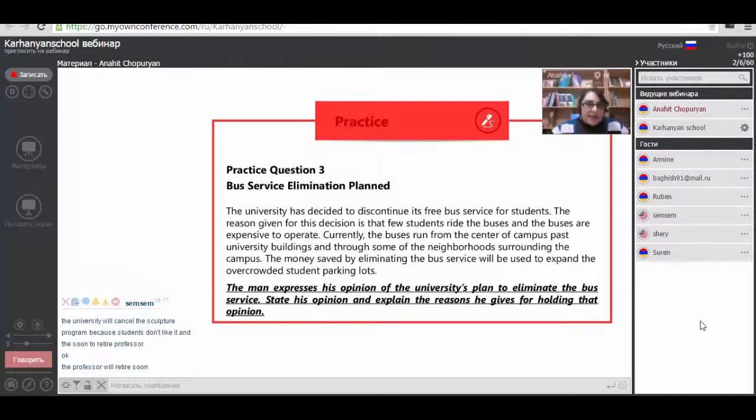So, bus service elimination plan. Now I want you to read this short passage and summarize it with one sentence. After that, you will listen to the same topic, yes? And then you can write, or even you can talk.